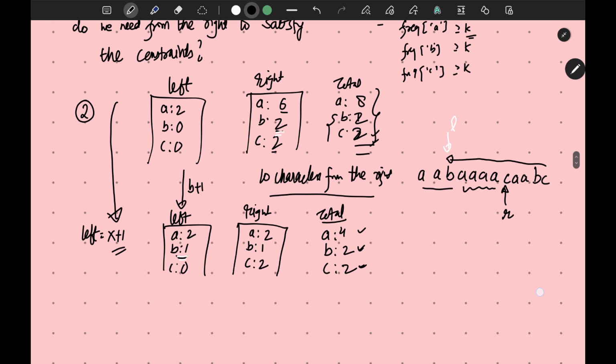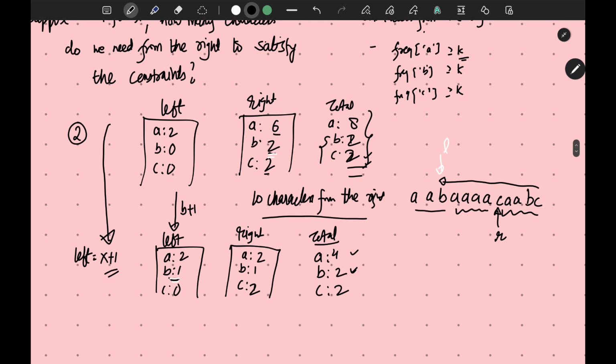Now can we reduce this R more? No. Why? Because if we reduce R to here, on the right C would be 1 and these conditions will be violated. So we can't reduce this more. That means our R will point here and we would have to take 5 characters from the right. So if we take x plus 1, that is, 3 characters from the left, we need to take a minimum of 5 characters from the right to satisfy these constraints.